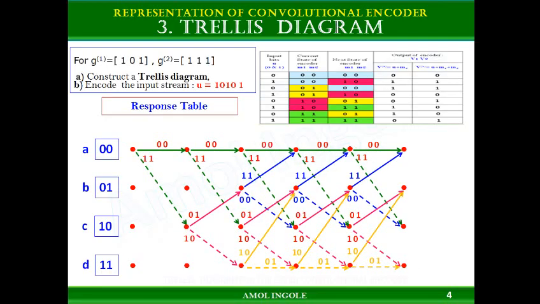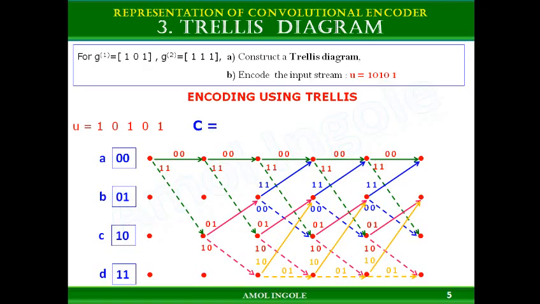Now let us show the encoding of the input string. I'm going to consider the same trellis which we have constructed just now. This one is the input bit string given. Now you have to consider the actual input bits one at a time. I'm starting with the first input bit, 1.